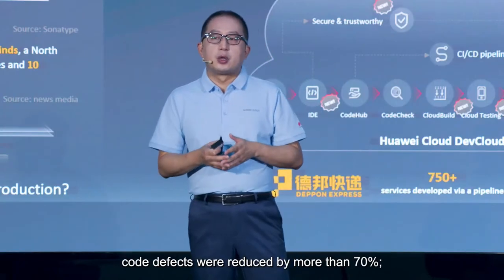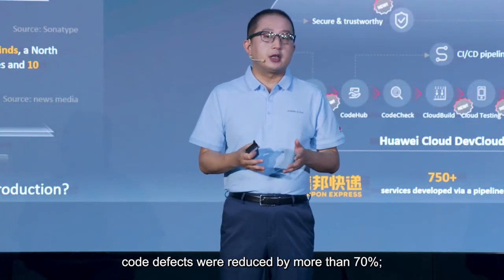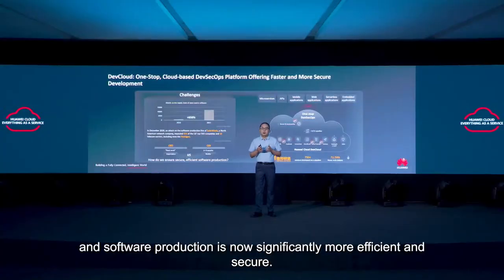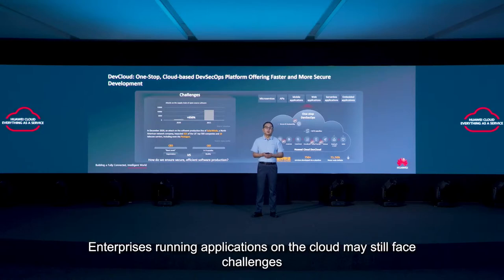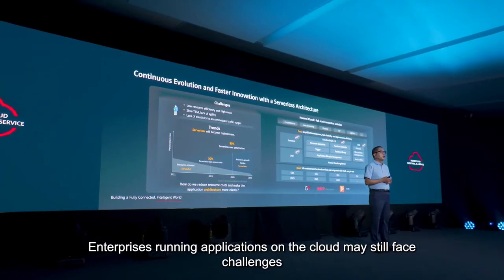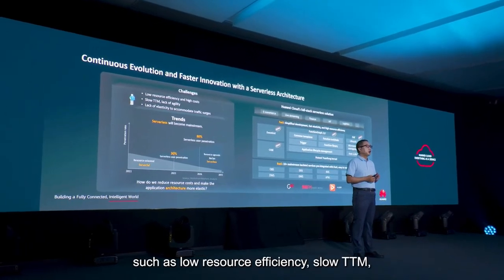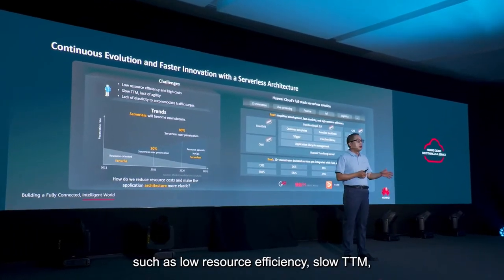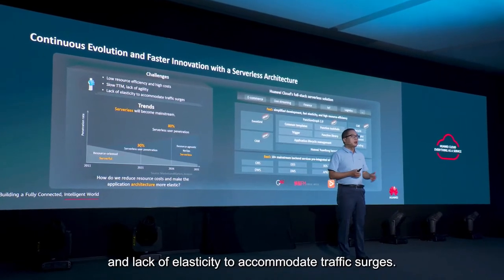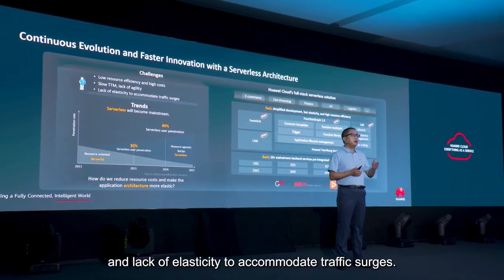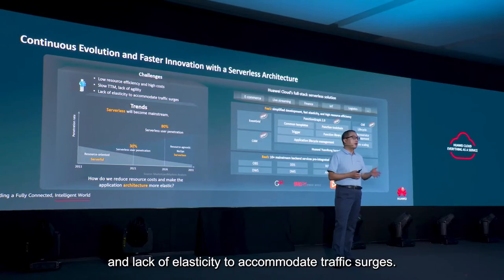Code defects were reduced by more than 70%. And software production is now significantly more efficient and secure. Enterprises running applications on the cloud may still face challenges such as low resource efficiency, slow time to market, and lack of elasticity to accommodate traffic surges.